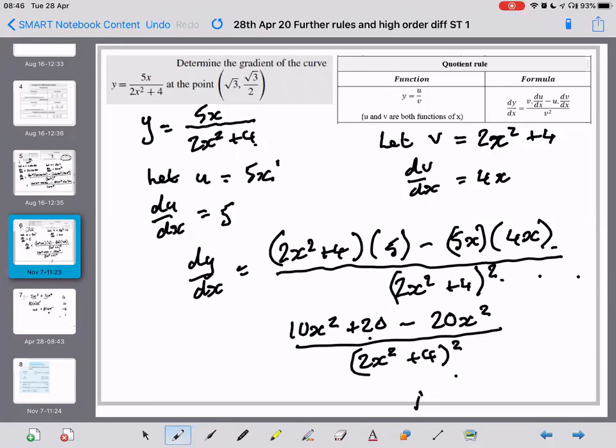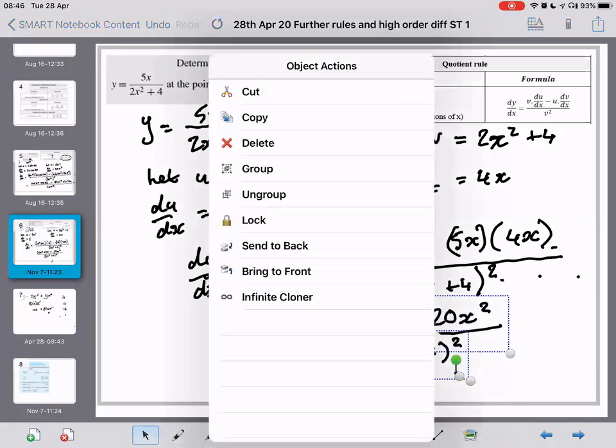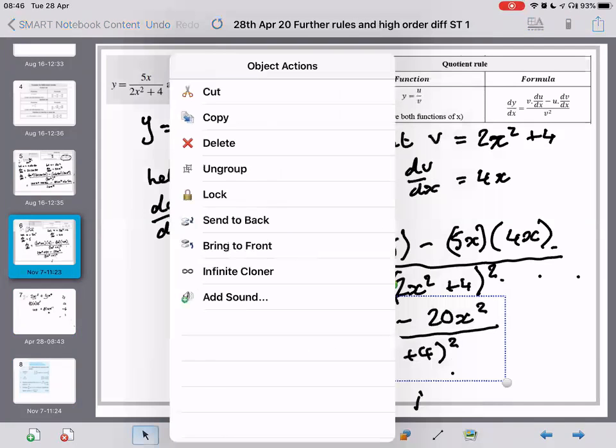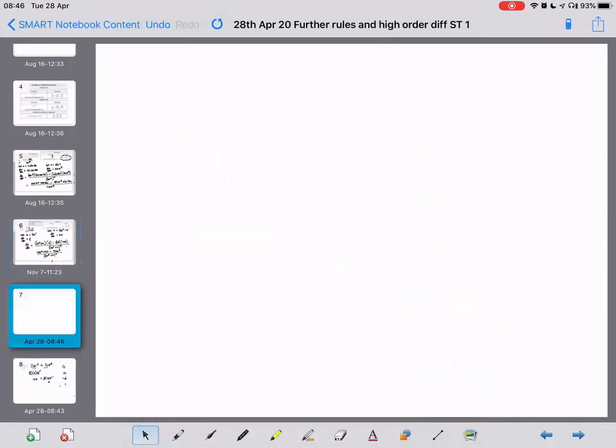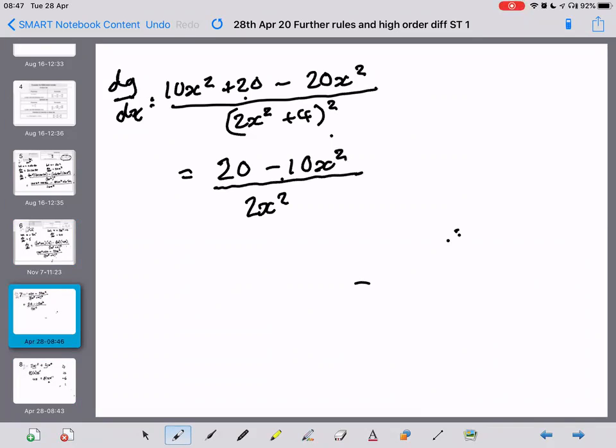dy by dx is equal to, oh yeah, we got a 10x squared take away a 20x squared here, so we can finish up with 20 minus 10x squared on the top, all over 2x squared plus 4 all squared. Happy with that, everyone?